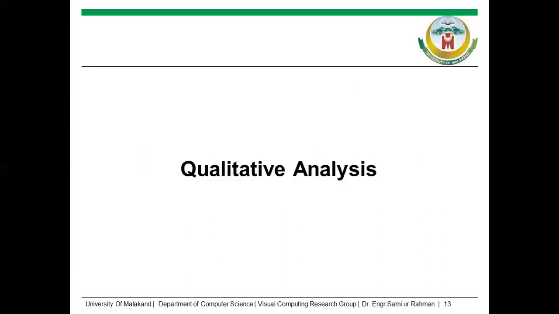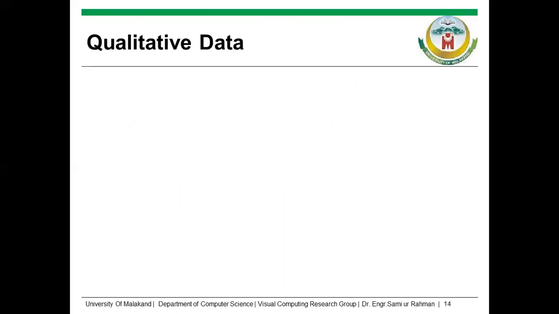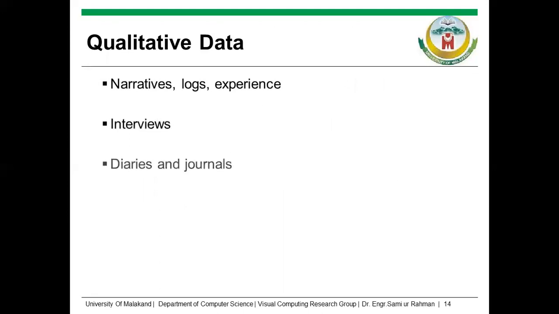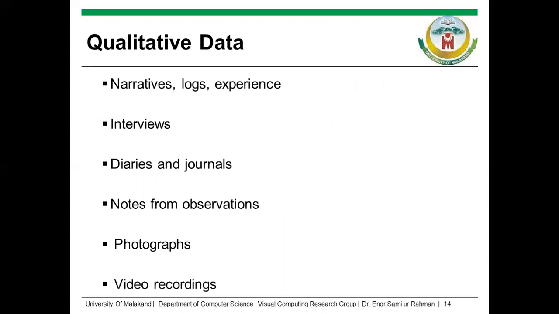Okay, now qualitative research or qualitative analysis. So what is qualitative data? For example, these are narratives, logs, experiences, interviews, diaries and journals, notes from observation, photographs, video recordings. These are all qualitative data, okay, which can't be represented numerically.